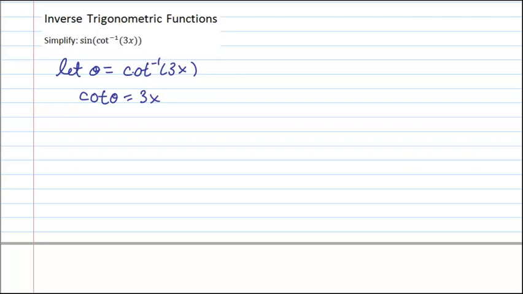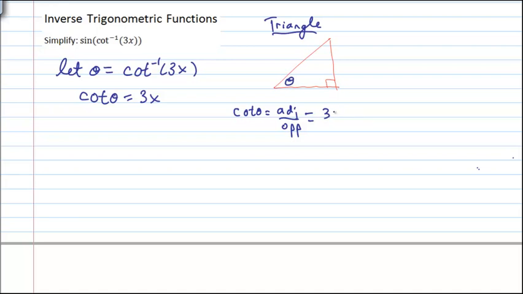Now for our next step, we need to draw the triangle for cotangent theta. So let's say that this is a right angle here, and this is theta. Cotangent theta equals adjacent over opposite. And this is supposed to equal 3x. So just like we did in the last example, we can let the adjacent equal 3x and the opposite equal 1. So since this is the adjacent here, I can let this equal 3x and the opposite can be 1.